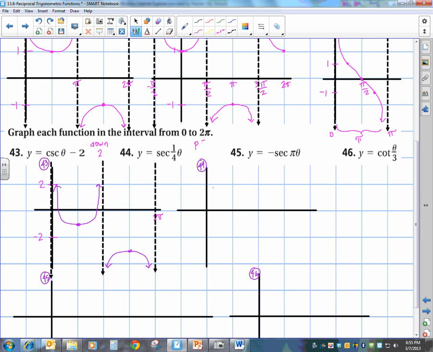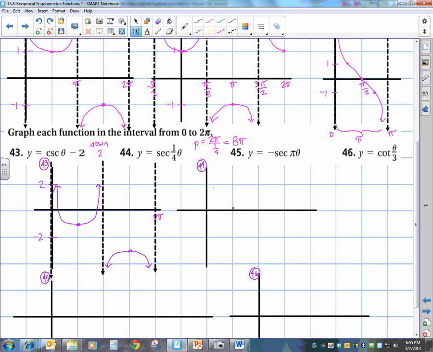Okay, remember we talked about that the period is the same as its reciprocal function. Secant is the reciprocal of the cosine, so it will still have a period of 2 pi affected by my b, which is 1/4. And that simplifies to 8 pi. That's your keep, change, flip. So I'm going to go and put my asymptotes.